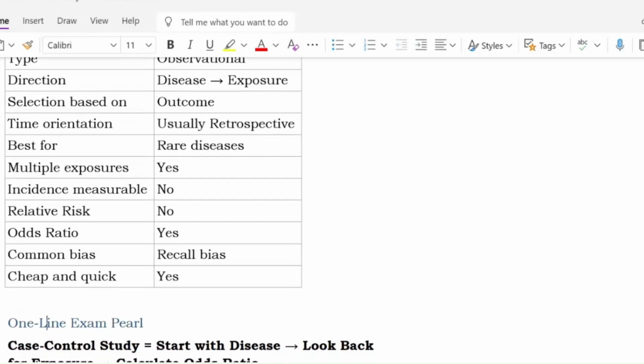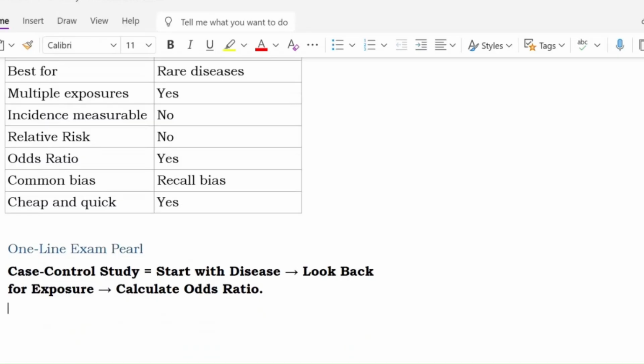Okay, case control study. So case control study starts with the disease, looks backward for the exposure, and calculates the odds ratio. So that finishes the topic of case control study.